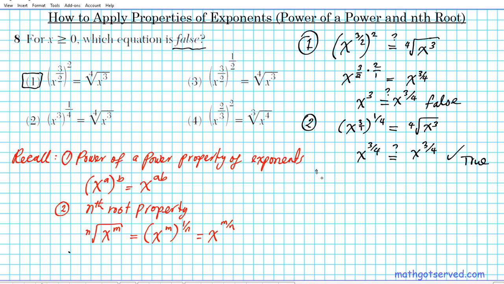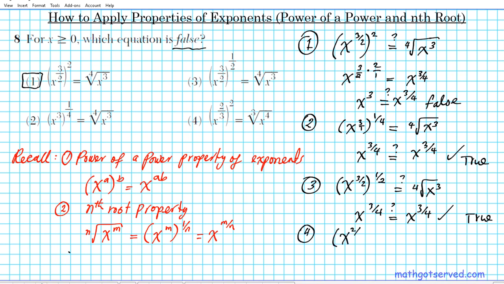Option 3. What if we have x to the 3 over 2 raised to the 1/2 power? Is that equal to the fourth root of x to the third? Using the power of a power property here, multiply the powers, you have x to the 3/4. Is that equal to the right side? Use the nth root property, x to the 3/4. Are they the same? Absolutely. Statement 3 is true.